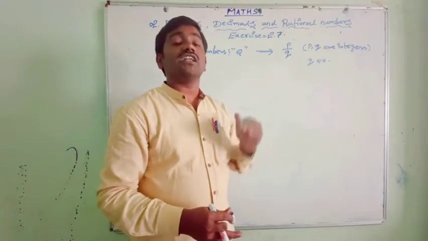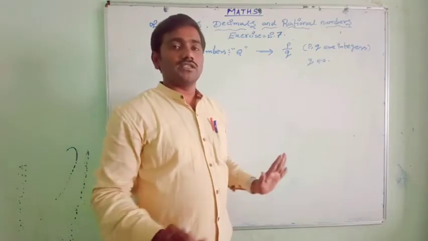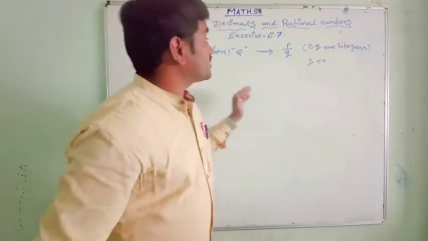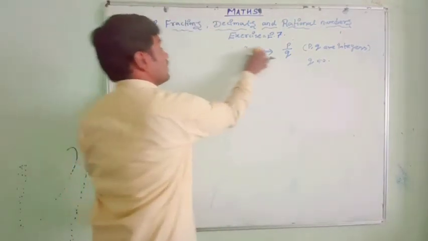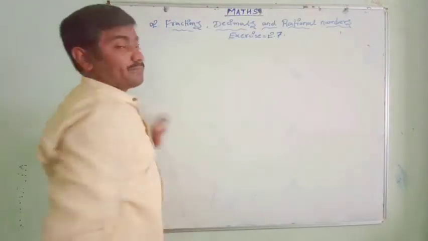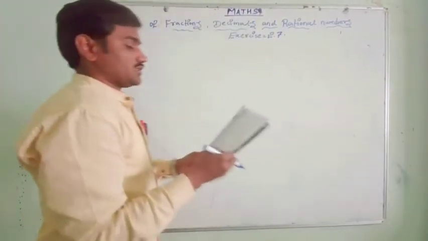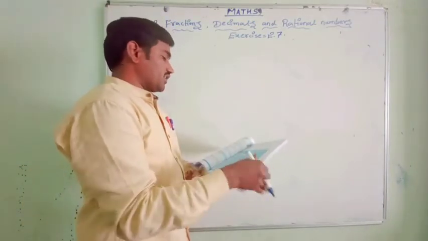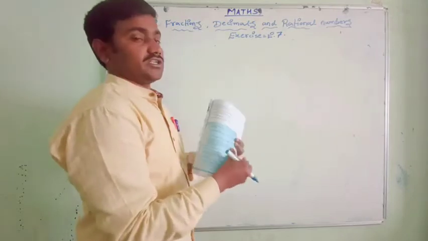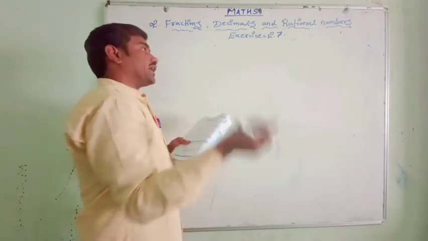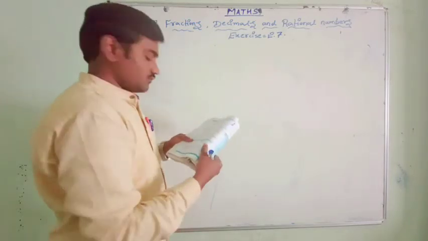The numbers are called the rational numbers. That's it. So about the rational numbers you have to watch a video. Here I am not going to discuss much about the rational numbers, but I am going to solve all the problems from this exercise 2.7. The video link about the rational numbers I will give in the description. You need to watch it before you watch 2.7. Now you watch it, then come again and continue this video.